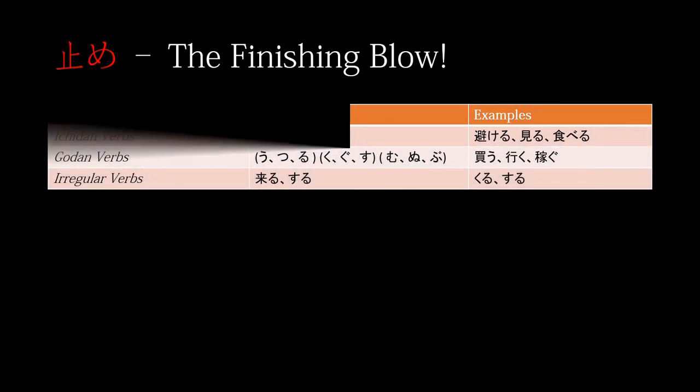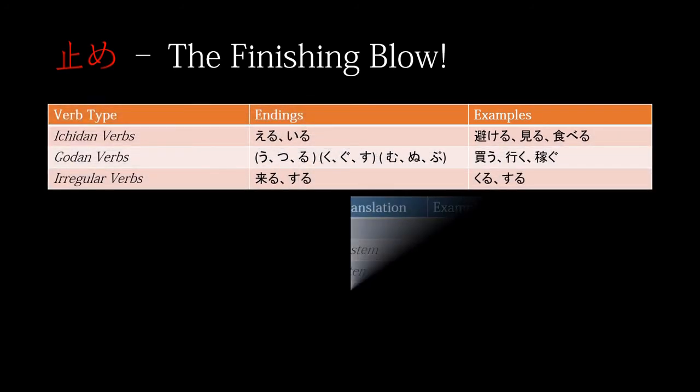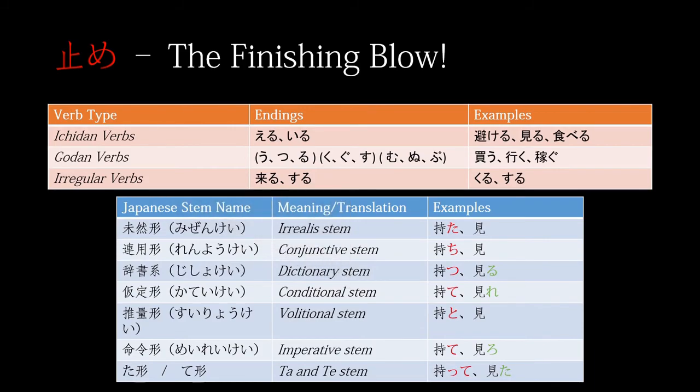And finally, it is the time for the finishing blow of our today's lesson. As you can see from these two tables, this is the summary of what we have covered today. First, we have covered the verb types: ichidan verbs, Godan verbs, and irregular verbs. After that, we have covered their stems: the irrealis stems, the conjunctive stems, the dictionary stems, conditional, volitional, imperative, and the ta and te stems. Also, you can see that I have provided additional examples of these verbs, and especially in the lower table, you can see the examples for matsu and miru.